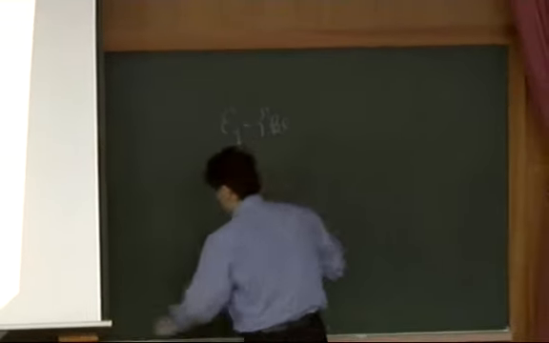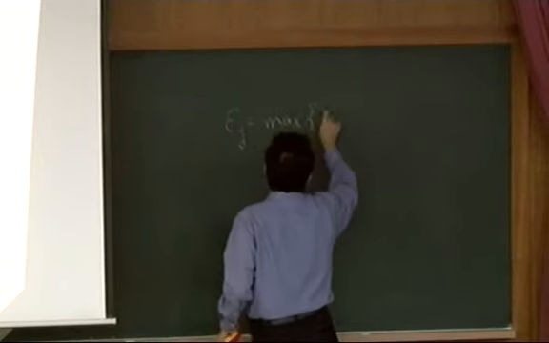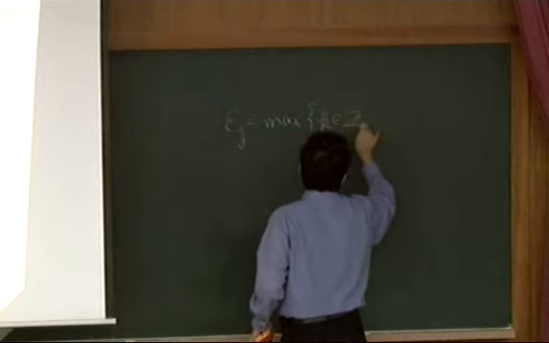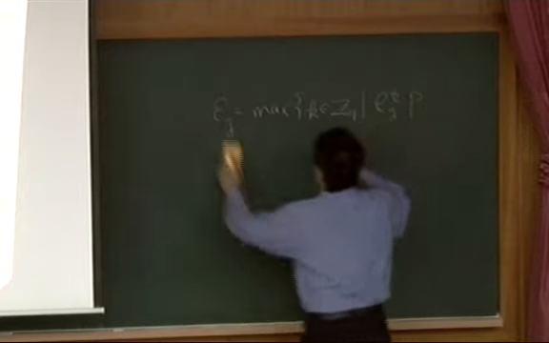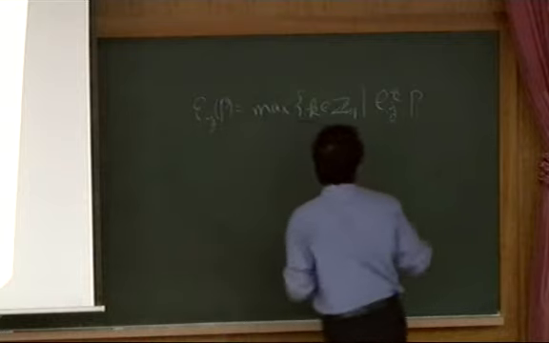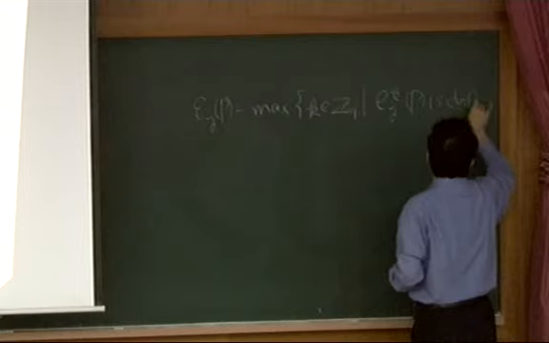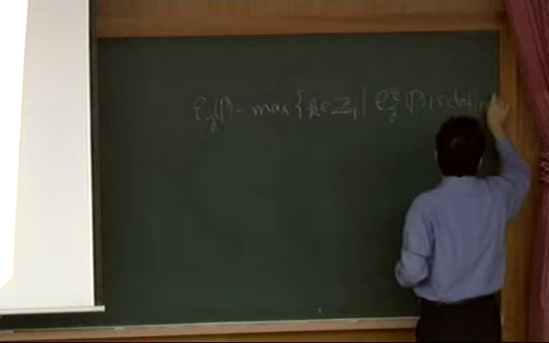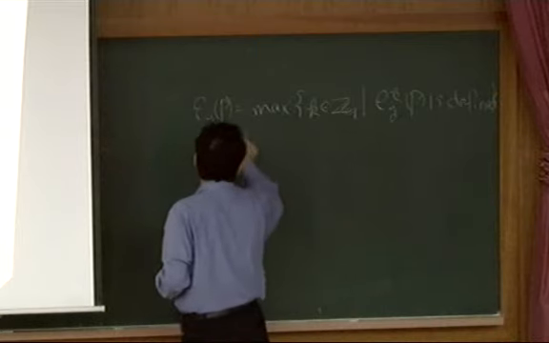So epsilon_j of P is defined to be the maximal integer k such that e_j^k P is defined. And phi_j P is defined similarly.